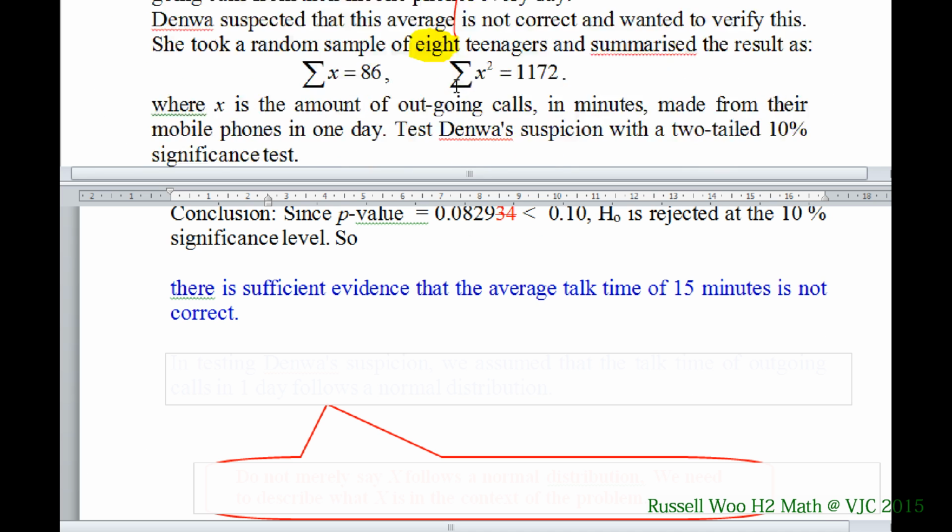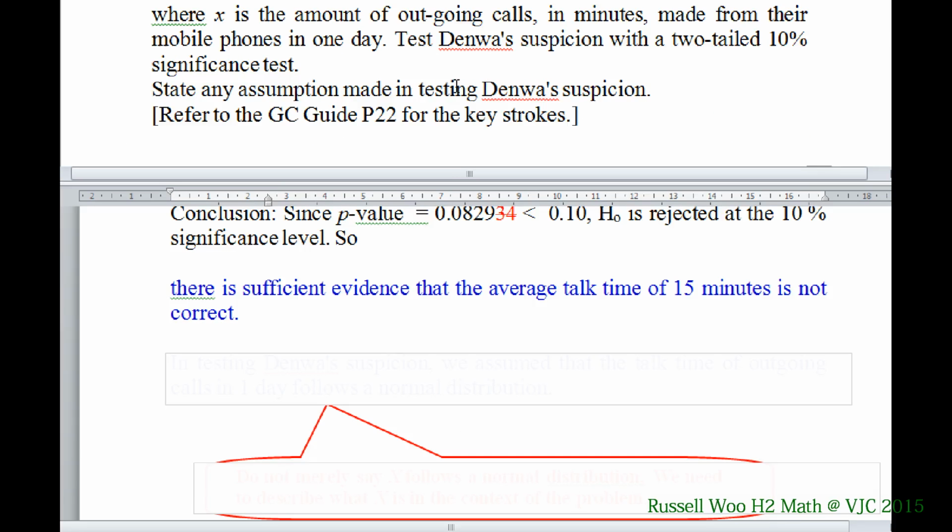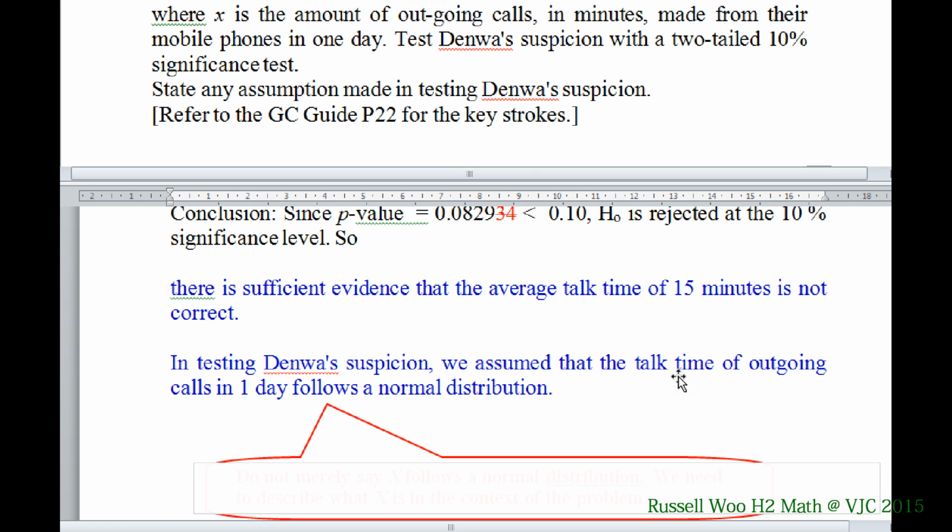Now the question also explicitly asks, state any assumption made in testing. Even though we actually answered the question earlier, let's be a bit more explicit to answer this last part of the problem. State any assumption. What is the assumption? X must be normally distributed, and we don't just say X. We should be a bit more clever, to sound clever, to say that we assume that the talk time follows a normal distribution.